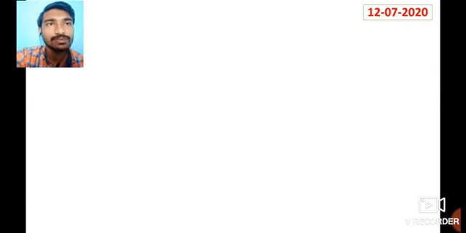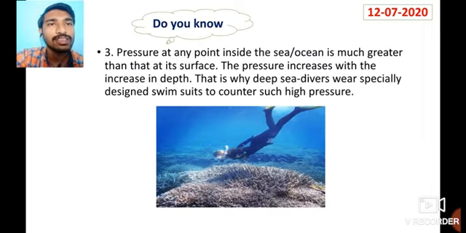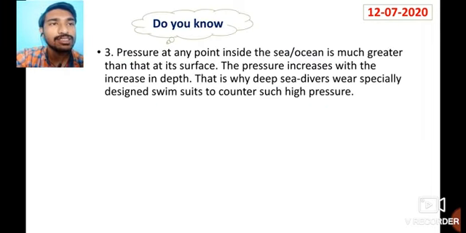And the third one is that the pressure at any point inside the sea or ocean is much greater than at its surface. That means pressure increases with increase in depth. This is the reason why deep sea divers wear specially designed swimsuits to counter high pressure. When the sea divers are going deep inside the sea, the pressure will be more. So to overcome this pressure, the sea divers use specially designed swimsuits.